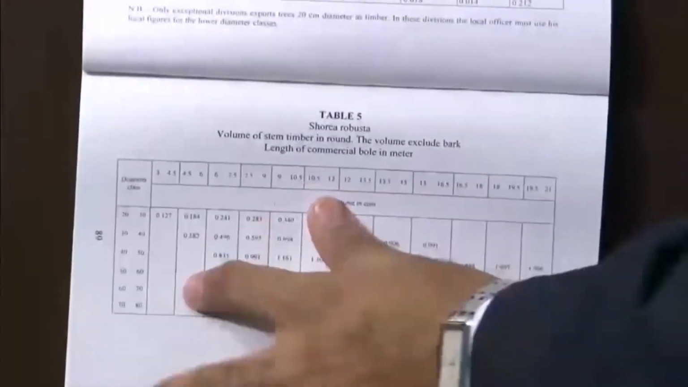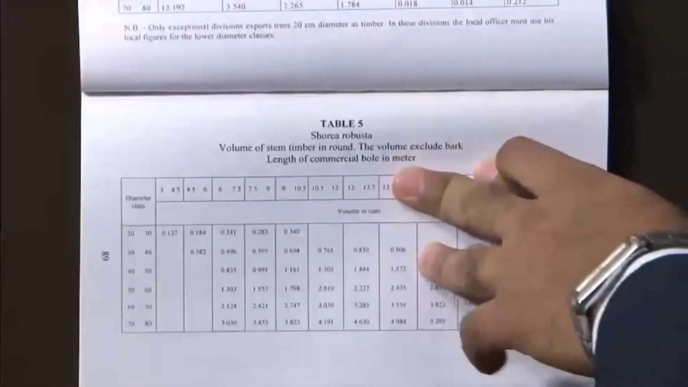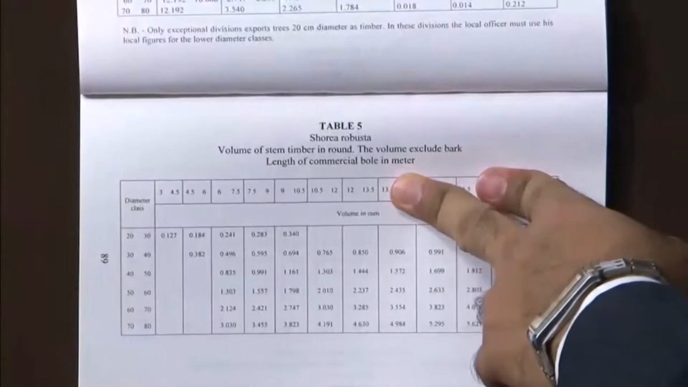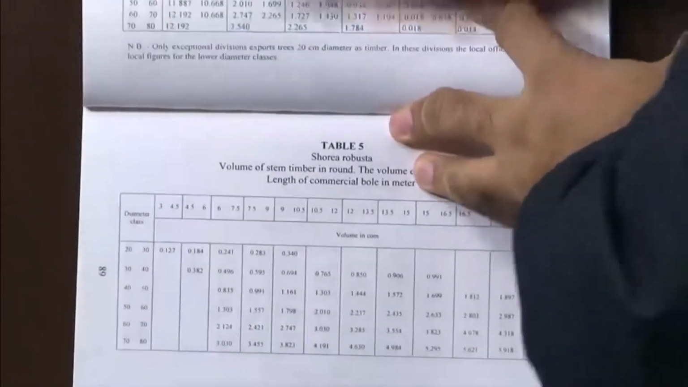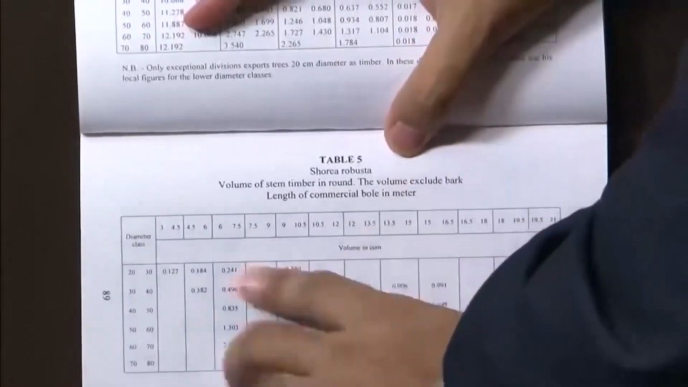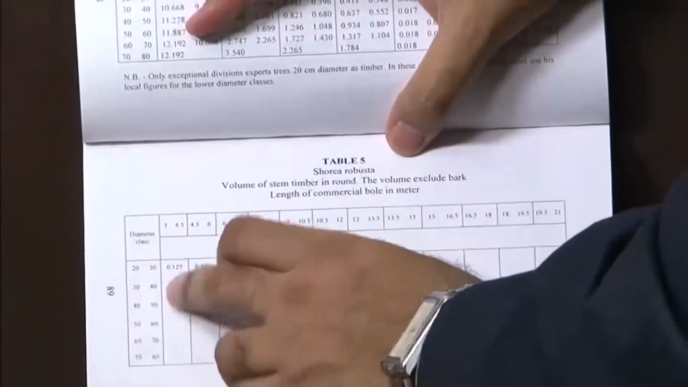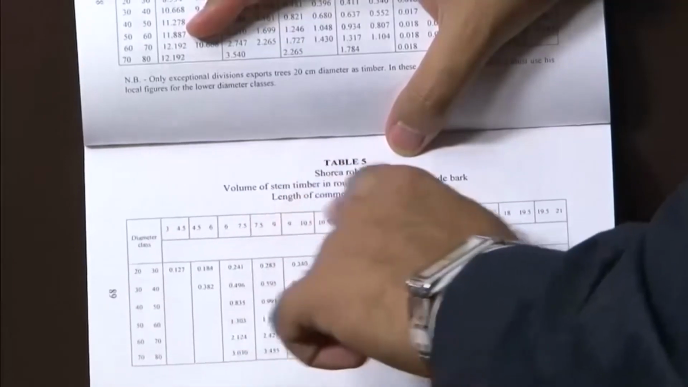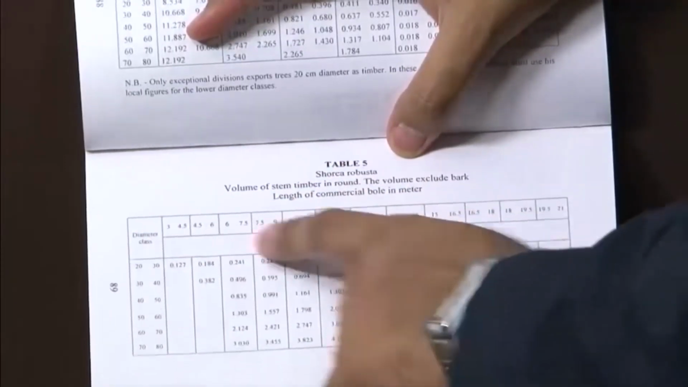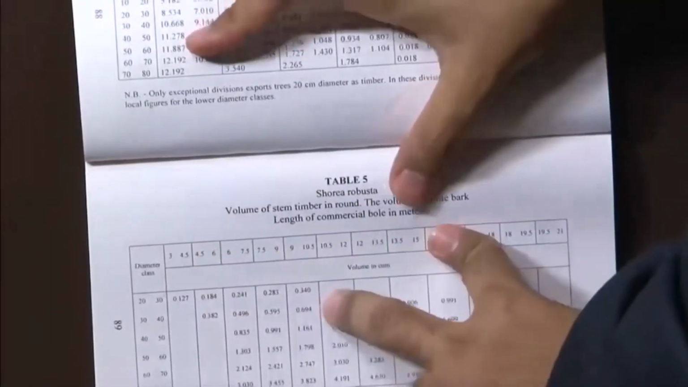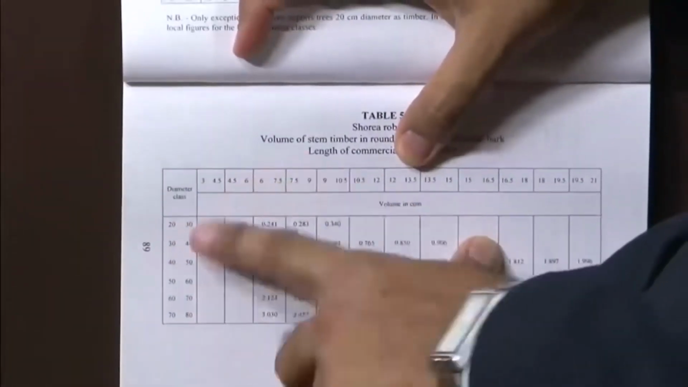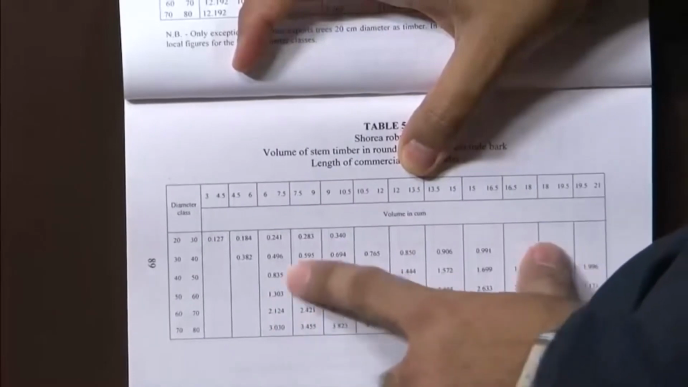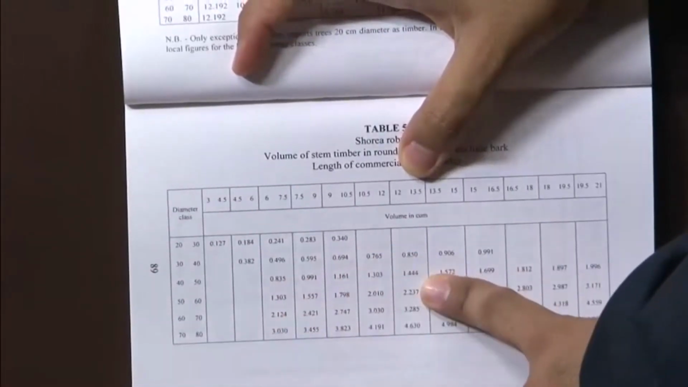Another table, this table 5, gives you the volume of stem timber in round excluding the bark. All these tables are arranged in a similar fashion. You have the length of the commercial bole or the height of the tree in the first row, and here you will have the diameter classes, and for all of these you will be able to read the volumes in the table.